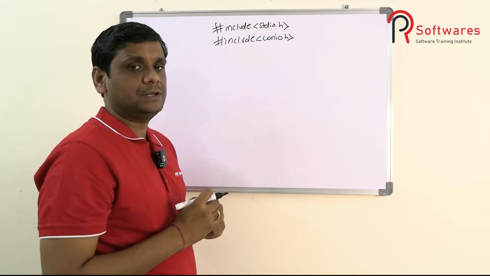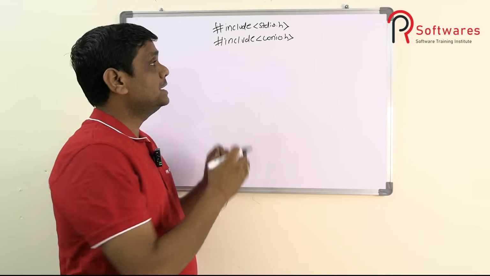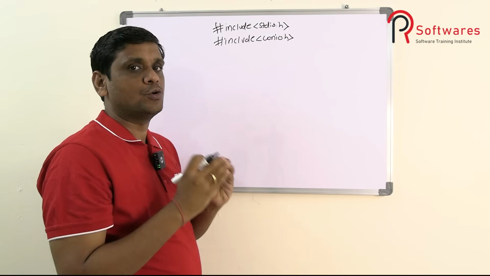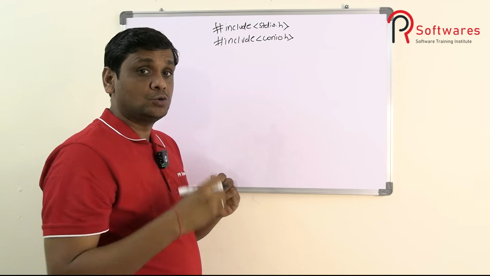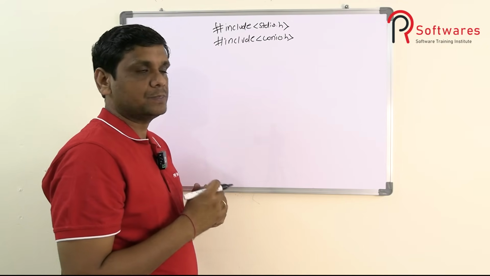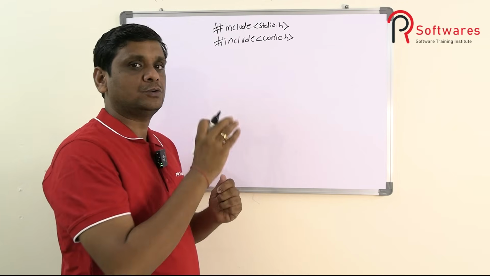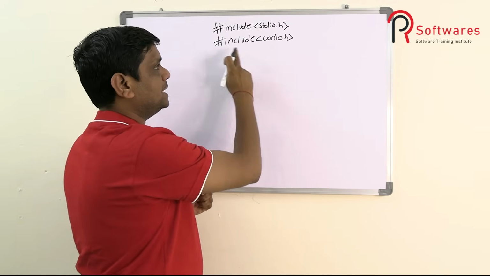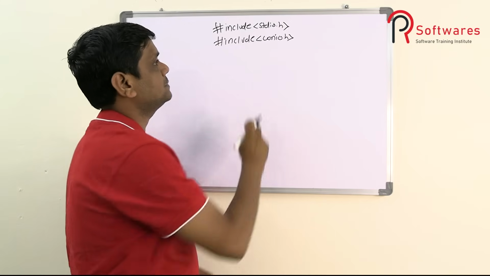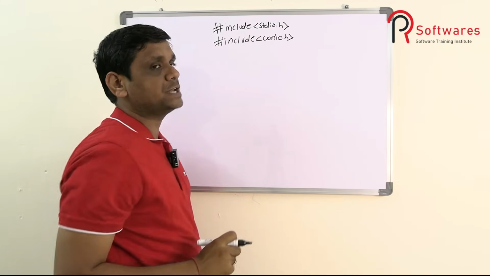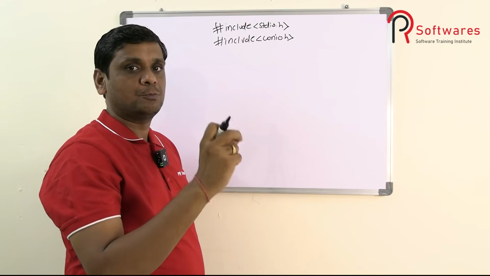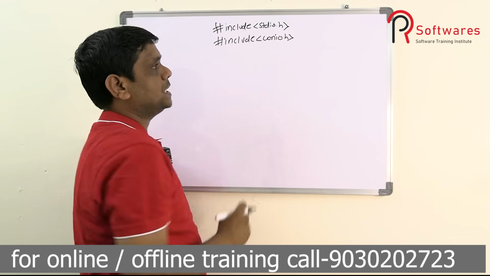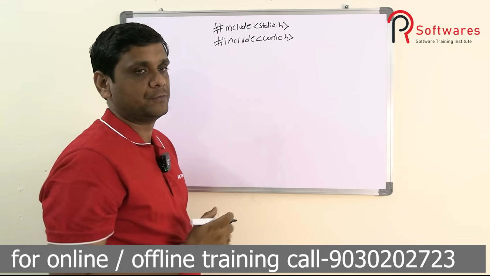Sir, what is a header file? A header file is nothing but it has some predefined code, or we can say predefined functions, to execute our C language program. Whatever we require to execute the C language program will be available in these two header files. STDIO stands for standard input output header file, and CONIO stands for console input output header file.